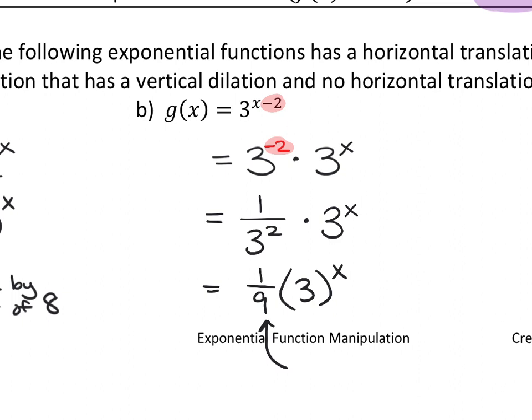What kind of transformation is that where there's a 1/9 in front of the function? It's a vertical dilation by a factor of 1/9.